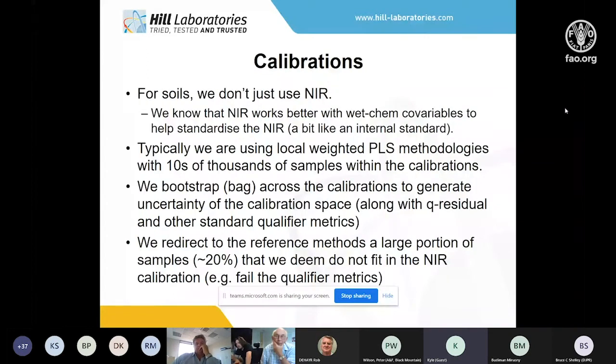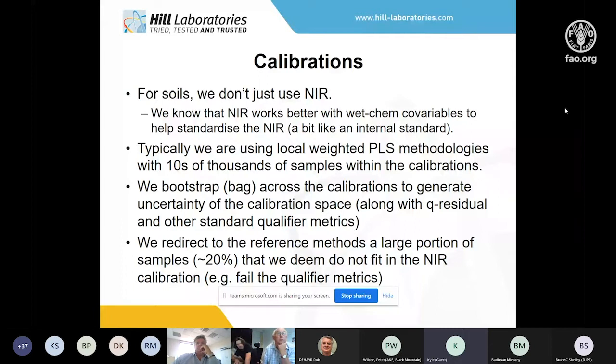So in terms of our calibrations, we actually don't just use NIR. This is something that we've been doing for a while. When you're doing these sorts of things, it's just a statistical multivariate measurement, and NIR really is just one thing you could throw in the mix. So something we've done internally is ask, what else can we add to NIR to improve our calibrations?